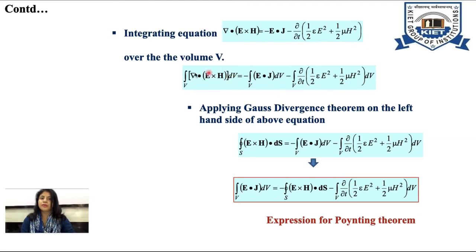Applying the Gauss divergence theorem on the left hand side, this volume integral is converted into a surface integral. Then we have surface integration of E cross H dot ds, which is equal to minus volume integral of E dot J into dV minus volume integration of del by del T of half epsilon E square plus half mu H square into dV. This is the required expression for the Poynting theorem.